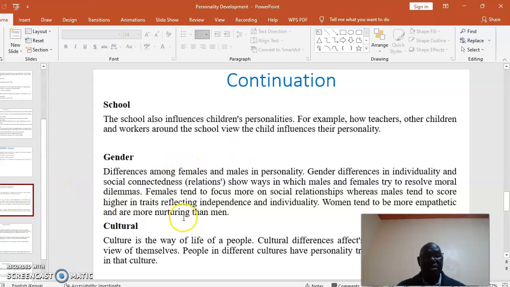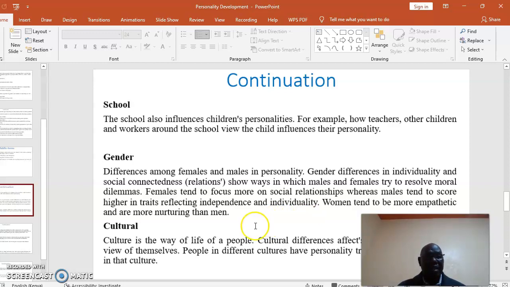Gender. Differences among females and males in personality. Gender differences in individuality and social connectedness show ways in which males and females try to resolve moral dilemmas. Females tend to focus more on social relationships, whereas males tend to score higher in traits reflecting independence and individuality. Women also tend to be more empathetic and more nurturing than men.